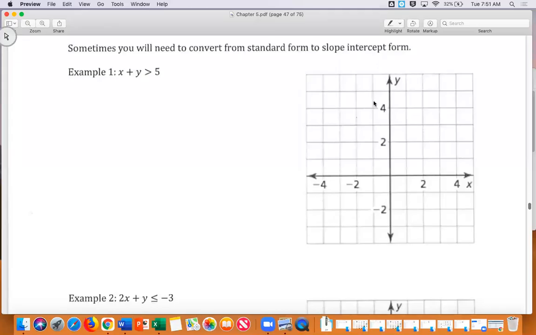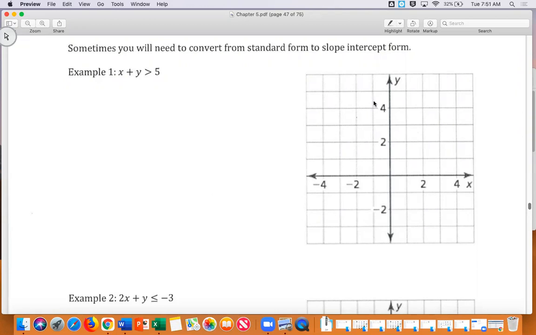All right, so this is 5.1, graphing inequalities on a coordinate plane, part 2. The first part was all the inequalities in y equals mx plus b form. They're very easy to graph. But now what do we do when it's in standard form? Okay, standard form, we're not going to treat it any different.